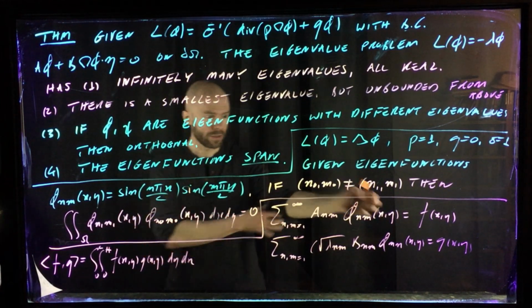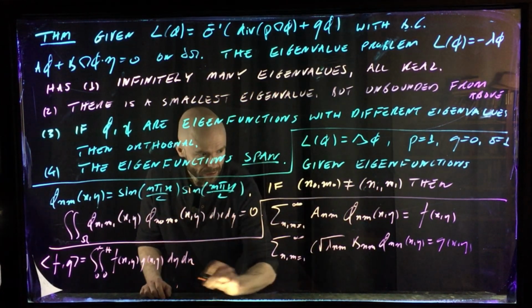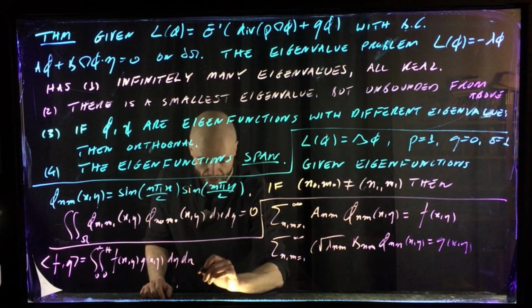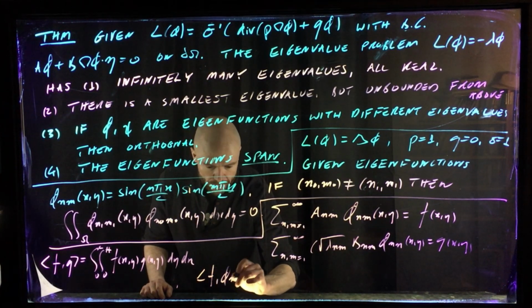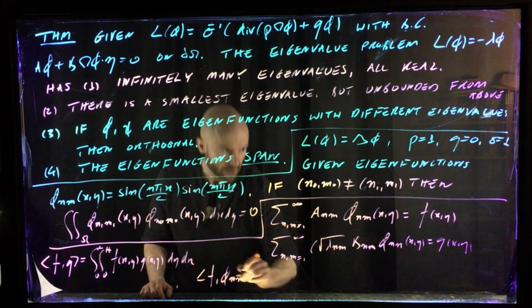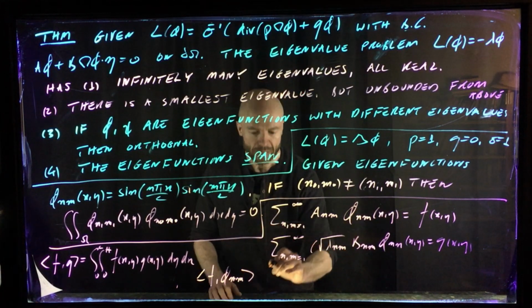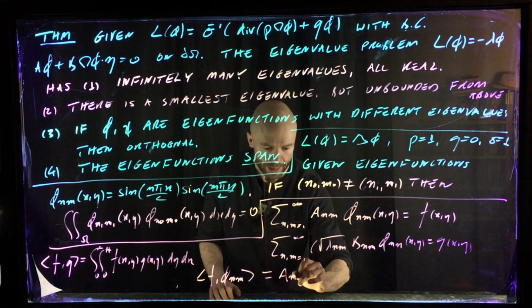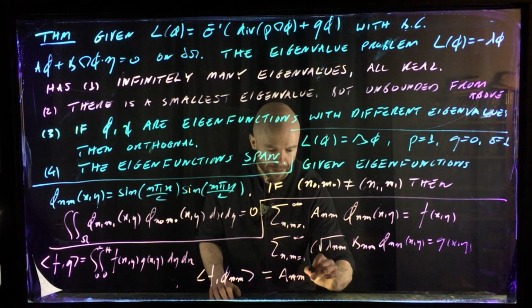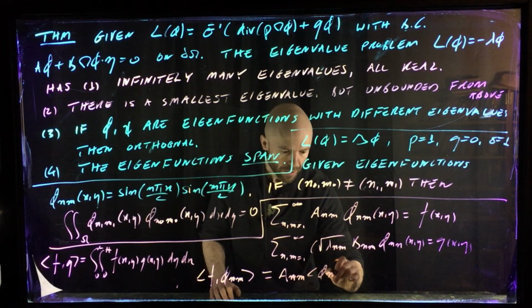And with this stuff, we just do this, right? So let's take the inner product of f with one of our guys, one of our eigenfunctions. By orthogonality, this has to be a_mn times phi_mn.